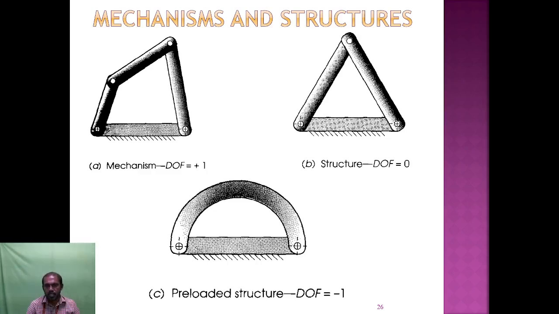Here, in the second diagram, the structure has degree of freedom 0, because with 3 links there is no motion. Link 1 is grounded, and link 2 and link 3 are not moving, because they are arrested. So the degree of freedom is 0. And a preloaded structure means there are 2 extra links. This has a negative degree of freedom.